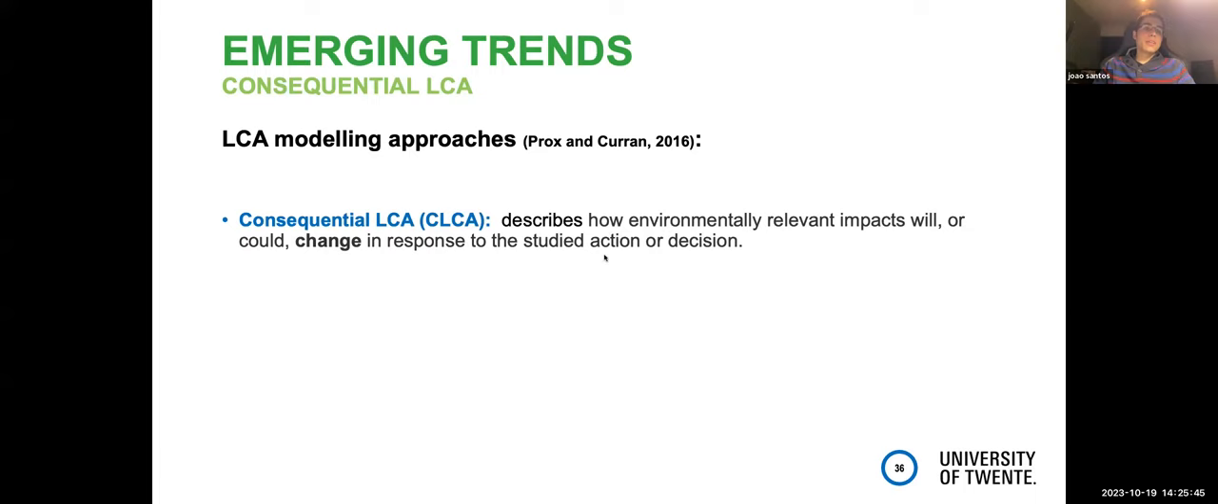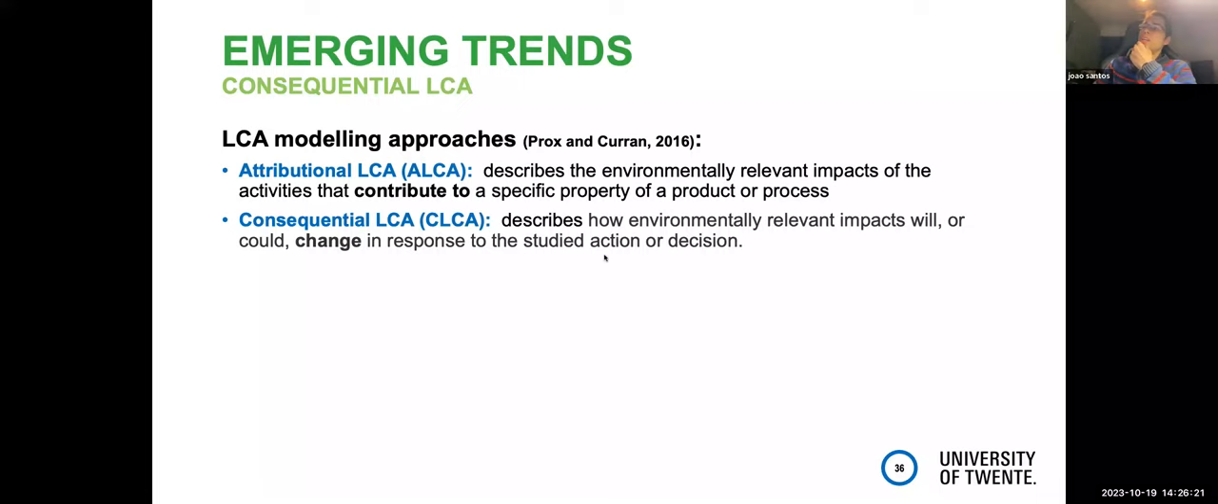So the other emerging trend is consequential LCA. I hesitated a bit between calling it an emerging trend or an iceberg, because this is not new, but it's relatively new in our domain. And some of the studies that are done could be a consequential LCA. But let me explain: there are two main modeling approaches. Attributional LCA describes the environmentally relevant impacts of the activities that contribute to a specific product. And we also have the consequential LCA, which describes how the environmentally relevant impacts will change in response to a change in an action or a decision.